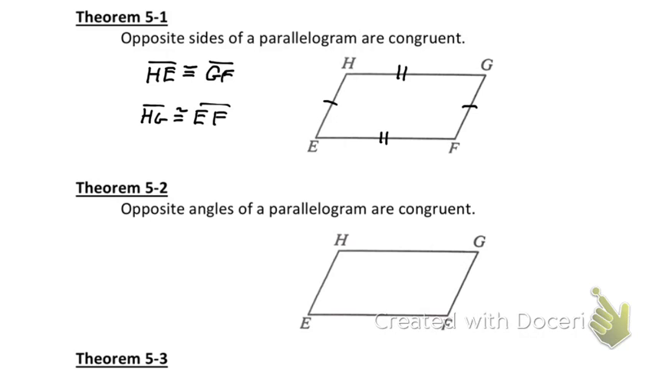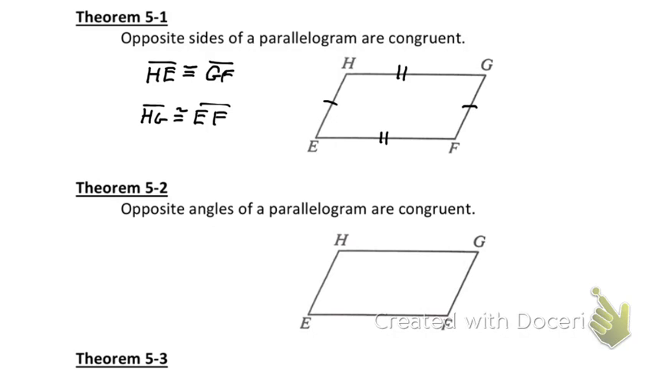You can either remember theorem 5.1 or you can just say opposite sides of a parallelogram are congruent, which doesn't take that long to say because you just got to put OPP, opposite sides, parallelogram, congruent symbol. So there's a lot of symbols.